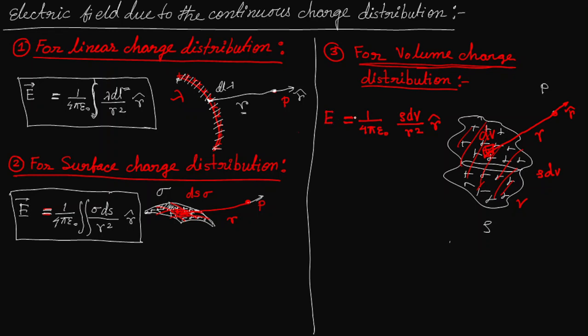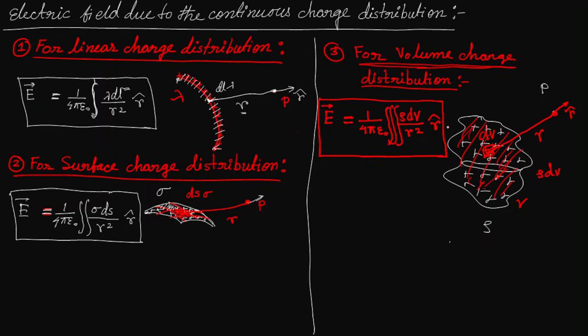continuously distributed over the volume, in that case we can replace this summation by a volume integral, over this complete volume where the charge is distributed. So in this case, if we do this volume integration over the volume, then we'll get the net electric field at point P. Okay. So this will be the net electric field at point P because of volume charge distribution.